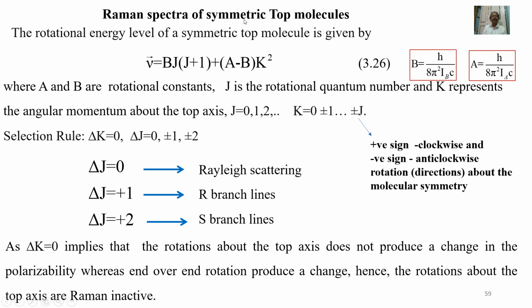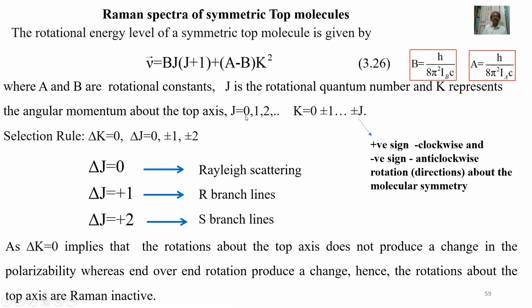Now let us discuss Raman spectra of symmetric top molecules. The rotational energy level of a symmetric top molecule is given by F equals BJ(J plus 1) plus (A minus B)K squared. Now we have included K. This K represents the angular momentum over the top axis. And here A and B are rotational constants, and of course J is the rotational quantum number.